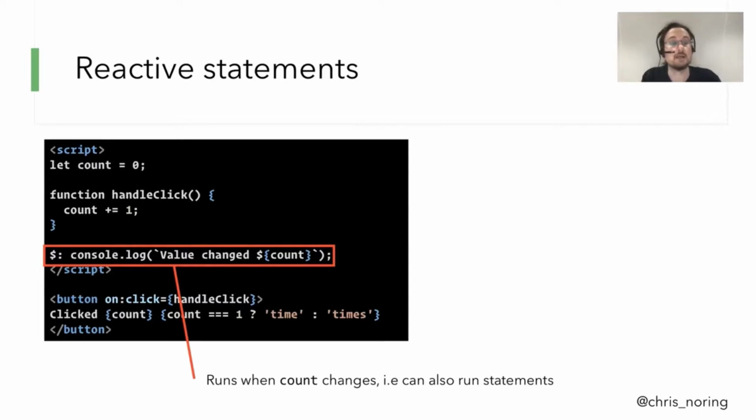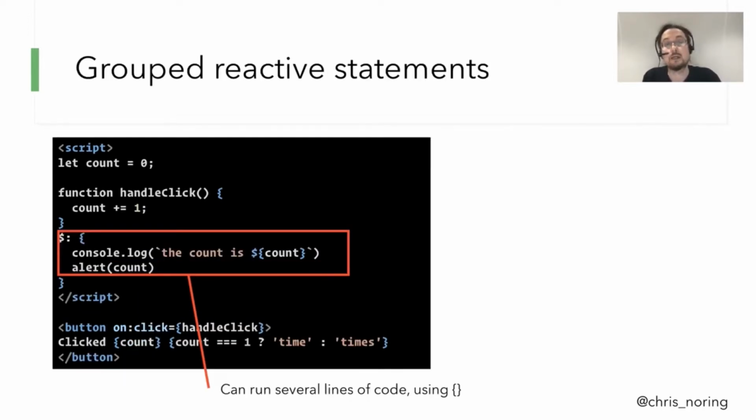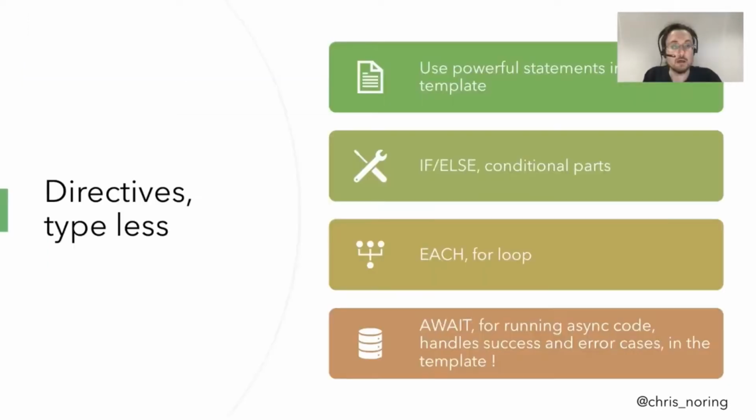So in this case, we have the $: and we can simply execute this console log statement and say, hey, you changed. So therefore, I print this to the console. We also have a multi-line version in which we just add a curly brace, and we're able to run a console log and an alert and whatever else kind of functionality that we're interested in running when something changes.